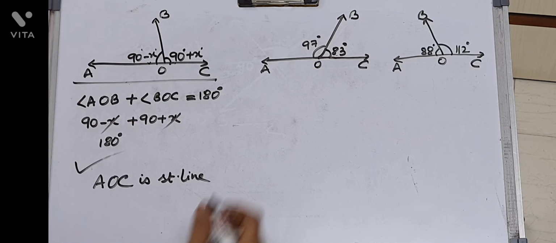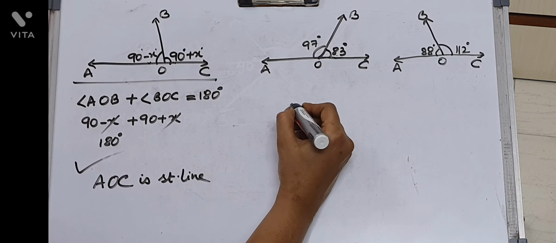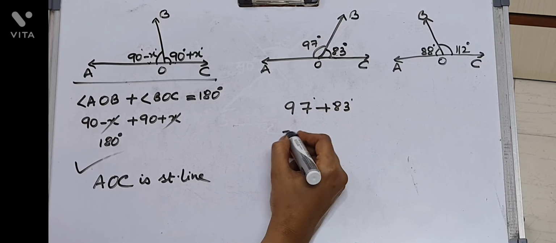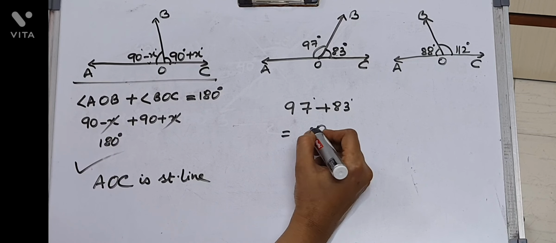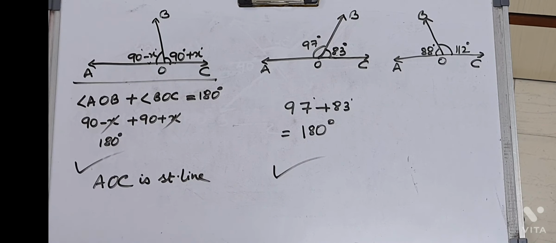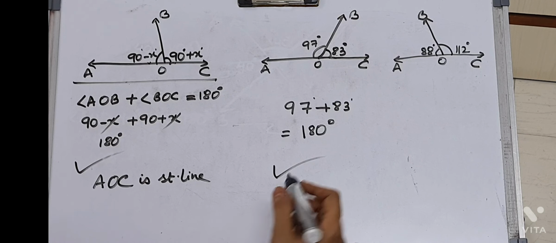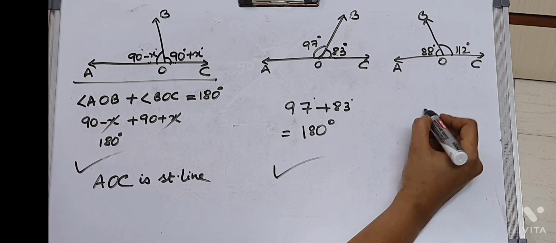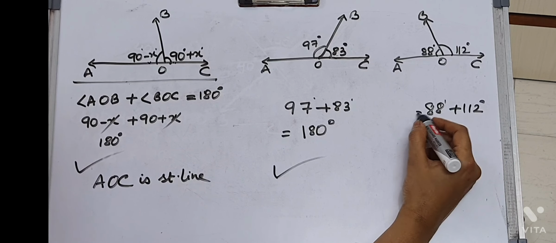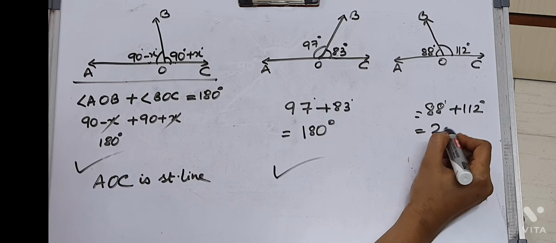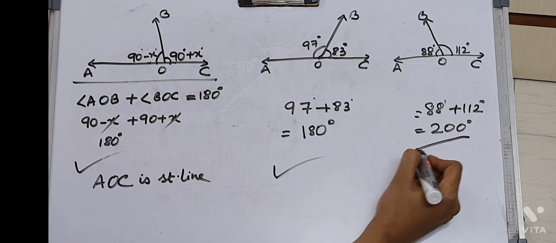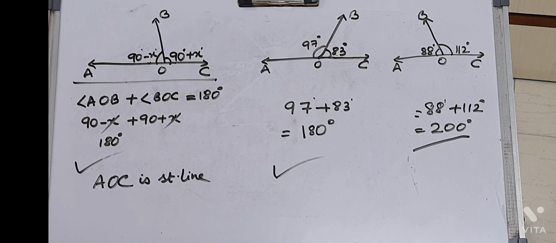Now this figure we will check. 97 plus 83 degrees is what? Again when we add it up, it comes to 180 degrees. So this is also fulfilling the criteria. Now in this one, 88 degrees plus 112 degrees, when we add these two, it comes to 200 degrees, which is not fulfilling the property of adjacent angles.